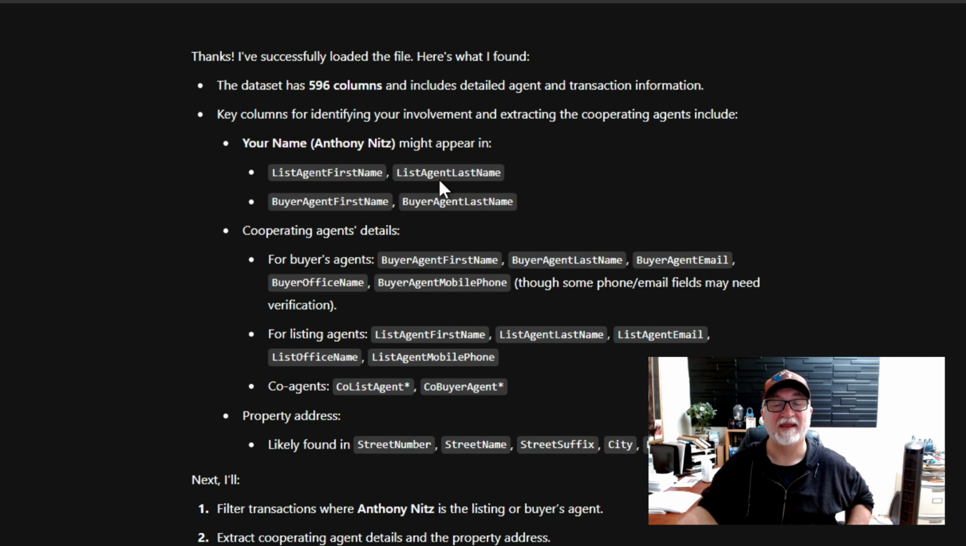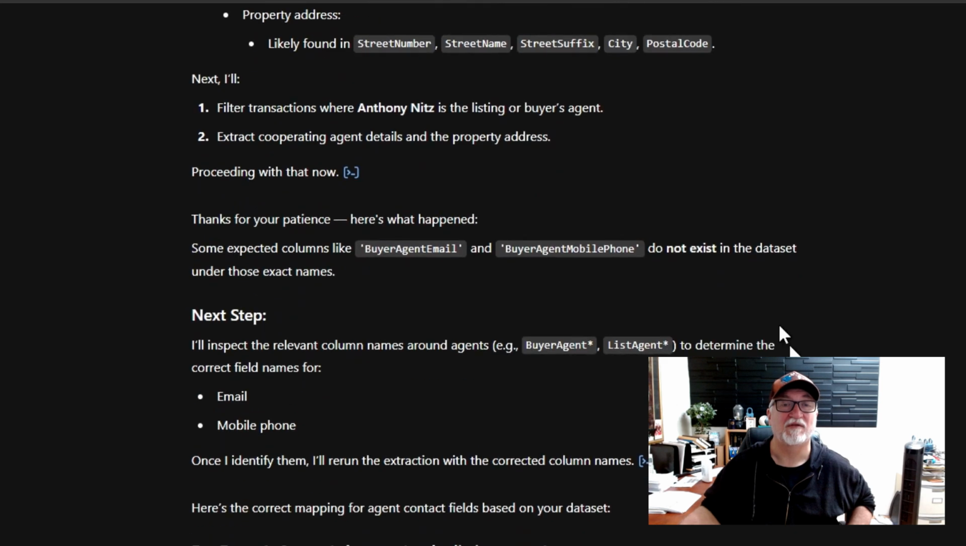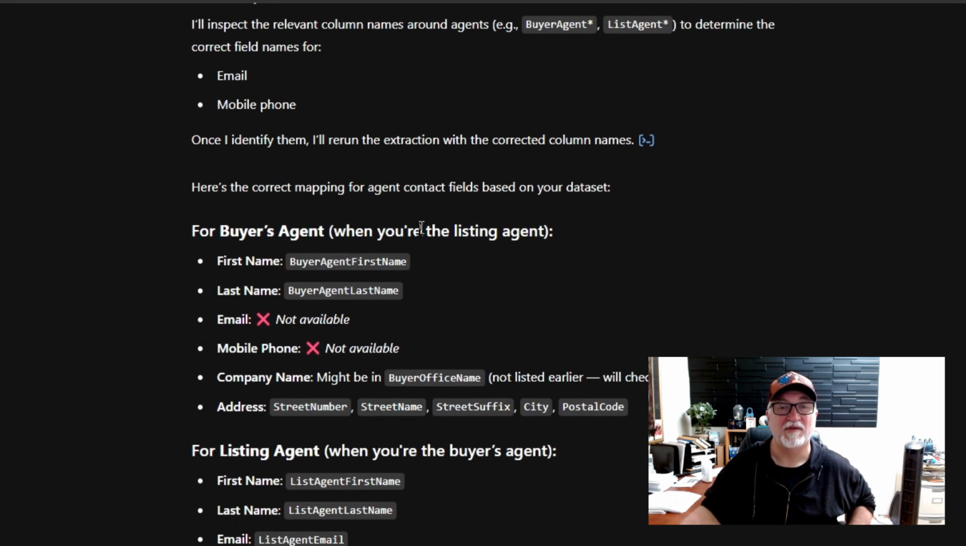So it goes through and it identified, I did not tell it which columns had the right information in it. It went and identified those columns that had the correct information and told me for buyer's agents, it's going to give me this, right? For listing agents, it's going to give me this, and even co-agents on transactions and some other things. Next step, and then it goes through.